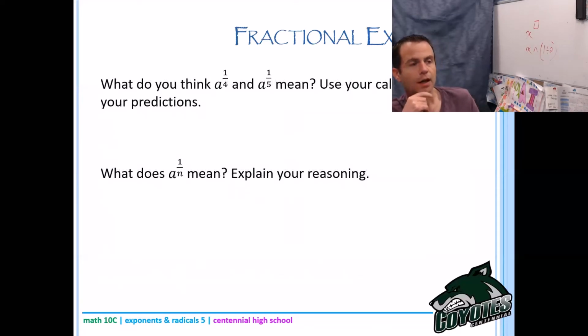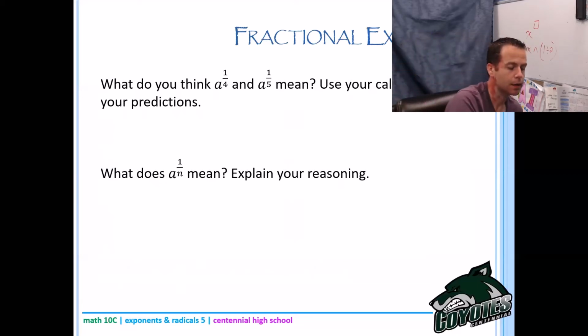3 to the 4 is 81. You could try that guy as well. So if you took 81 to the 1/4, you should get back to 3. Let's pick on 1/5 for a sec. 2 to the 5 is 32. So if you took 32 and took it to the 1/5, you should get back to 2. 3 to the 5 is 243. So if you wanted to take 243 and take it to the 1/5, you should get back to 3.